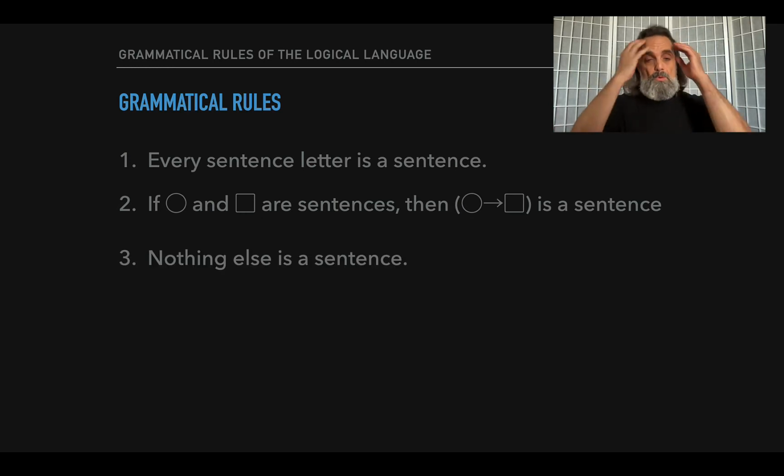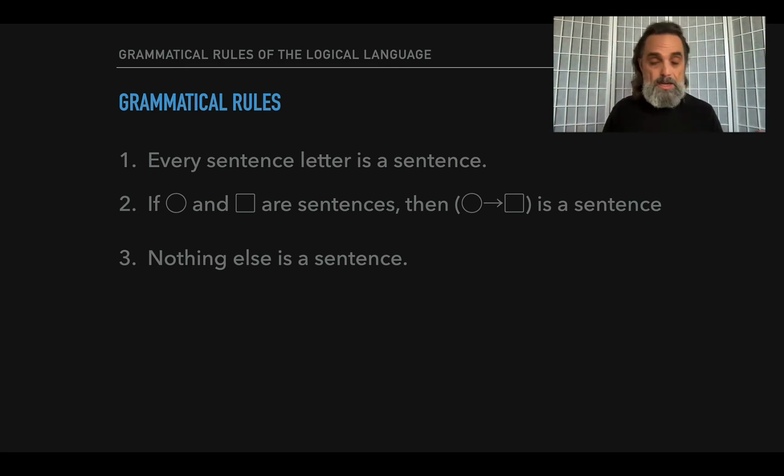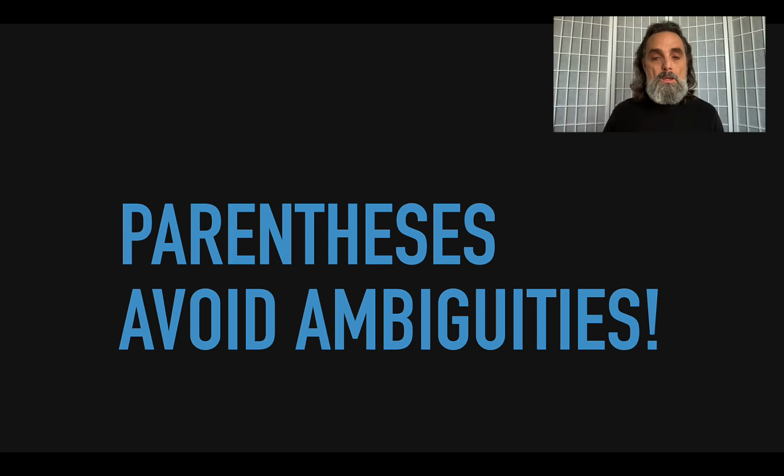So pretty simple. When we add more symbols beyond the arrow, we're going to add a negation sign and a sign that means and. We're going to get grammatical rules for how they work as well. But this is it for our language as it stands. Very simple. Very short. Just every sentence letter is a sentence, and if you have things that are already sentences, if you put an arrow between them and parentheses around them, then you have a new sentence.